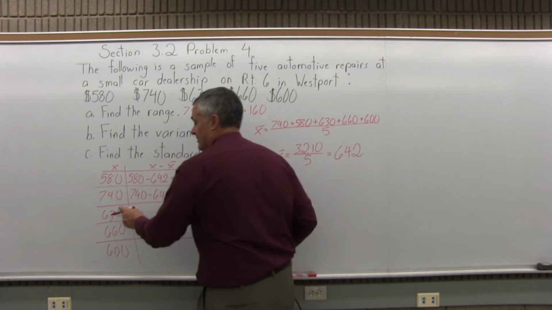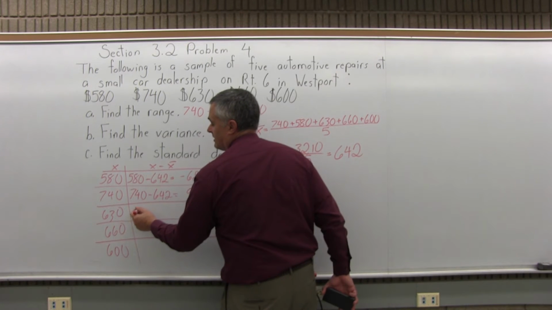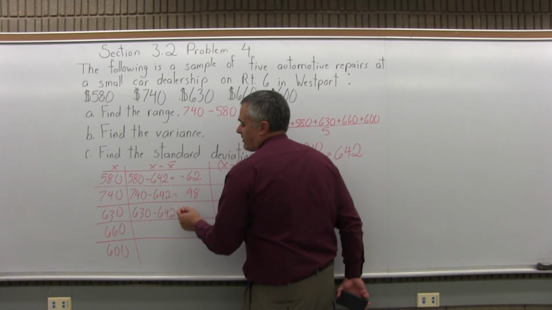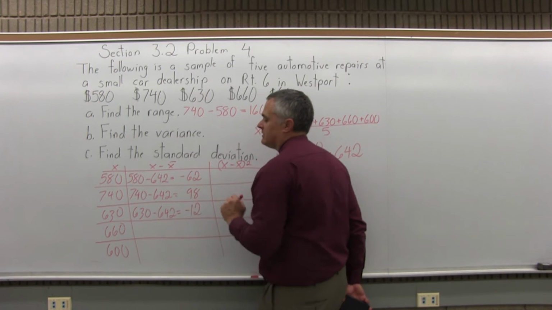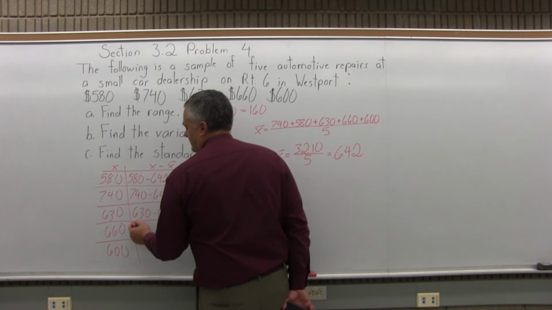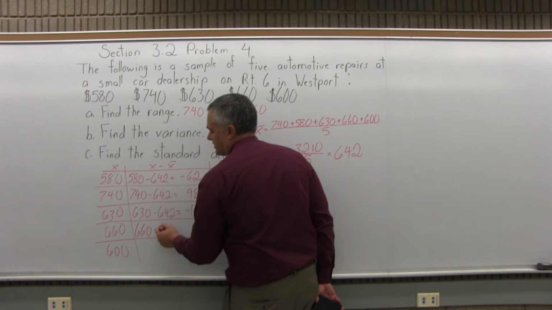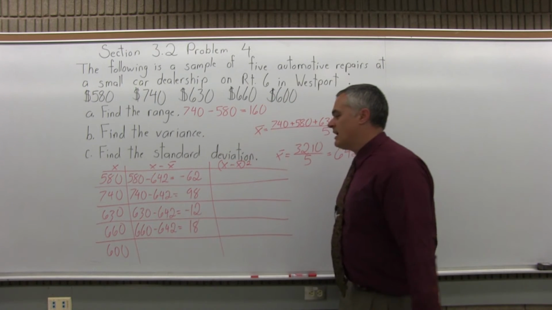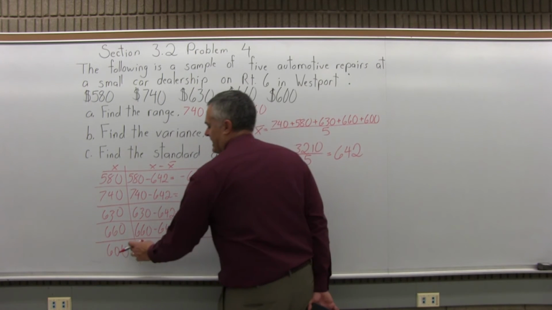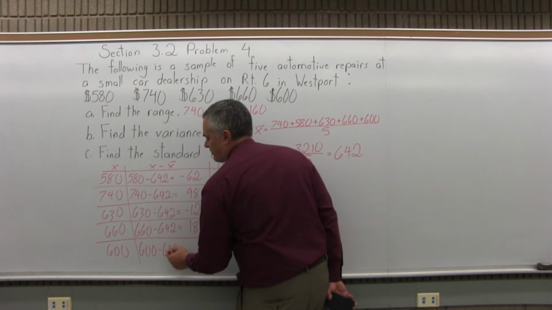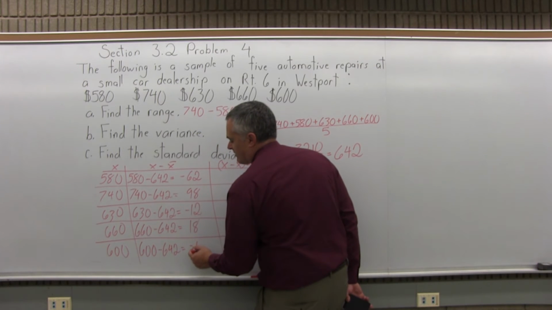And then the middle row, x is 630, so x minus x bar is 630 minus 642, and that would be negative 12. That one I can see easy enough. The next row, x is 660, so 660 minus x bar, so minus 642. And I can see that one's 18. And finally in the bottom row, x is 600, so x minus x bar will be 600 minus 642, and that would be negative 42.